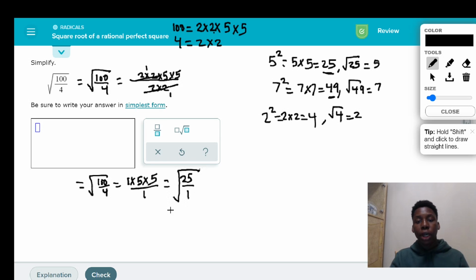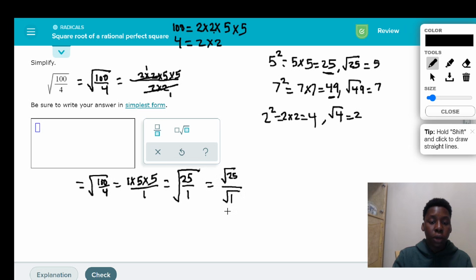Then don't forget the square root. Now we can jump to the quotient rule. The quotient rule says we have to find the square root of the top number and the bottom number. So to do that, we say the square root of 25 divided by the square root of 1.